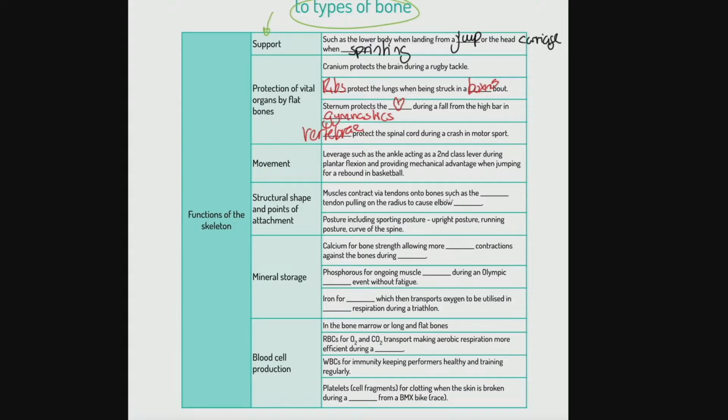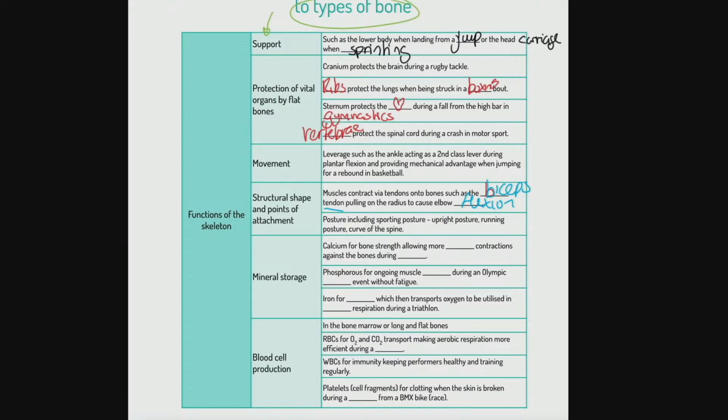Muscles contract via tendons onto bones, such as, obviously we could choose anything here. I'm going to choose a different colour. I'm going to go for bicep. And I really should say bicep tendon. There you go, bicep tendon, pulling on the radius to cause elbow flexion. So imagine it's sort of a bicep curl or something like that.